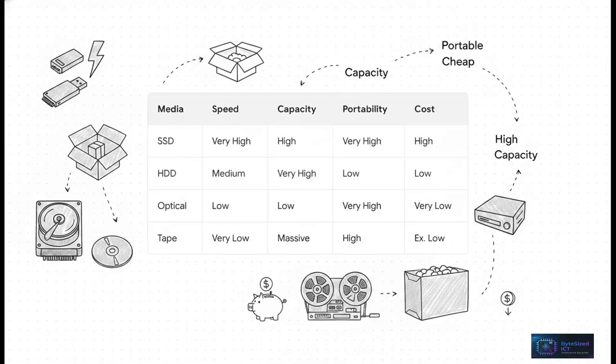Let's put those pillars into practice with this master diagnostic matrix. As you can see, solid-state flash media shines with very high speed and excellent portability. Magnetic tape is the complete opposite. It's very slow, but it offers massive capacity for extremely low cost. Optical media? Well, it's highly portable and cheap, but it really suffers from low capacity. By simply cross-referencing your specific needs with this matrix, the right storage answer basically always reveals itself.